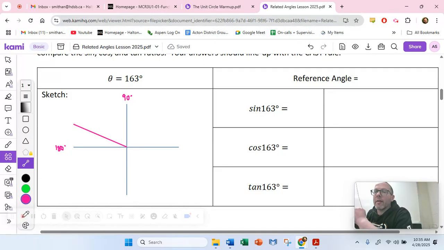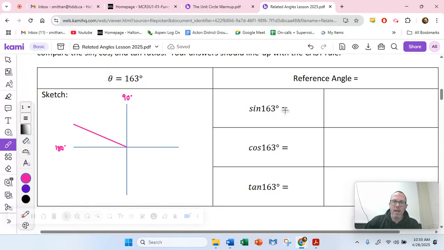You can get out your calculators. You can do the mental math. Has anybody figured out what the reference angle for 163 is? Colette, what's the reference angle? 17 degrees. How did you get 17 degrees? 180 minus 163. You're either using mental math or grabbing your calculator, but it's basically how much farther you have to go from 163 to 180? It's 17 degrees.